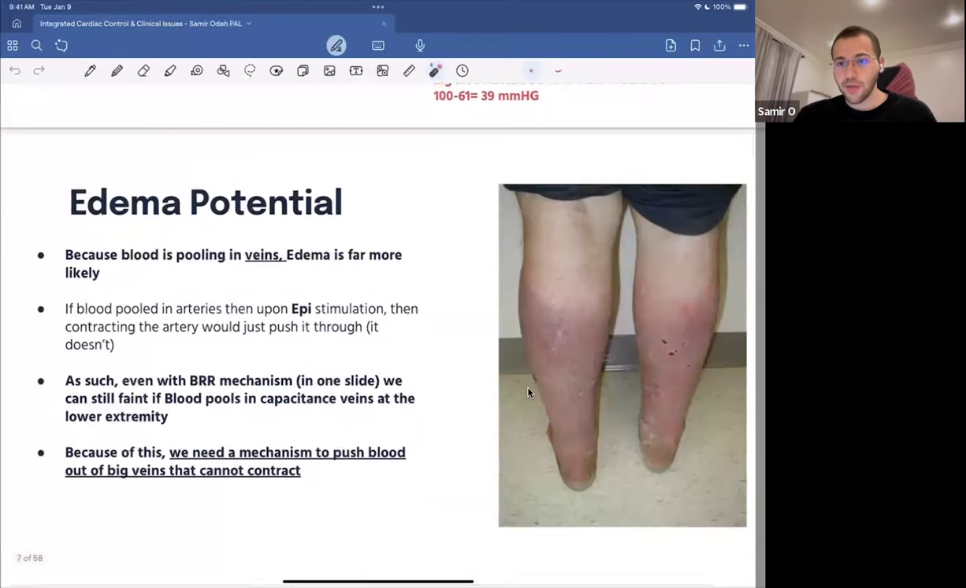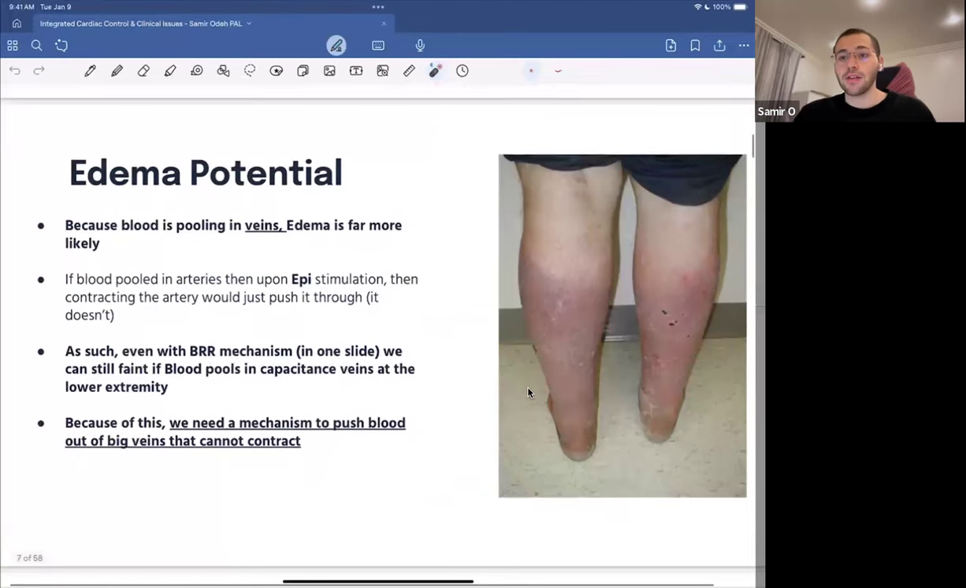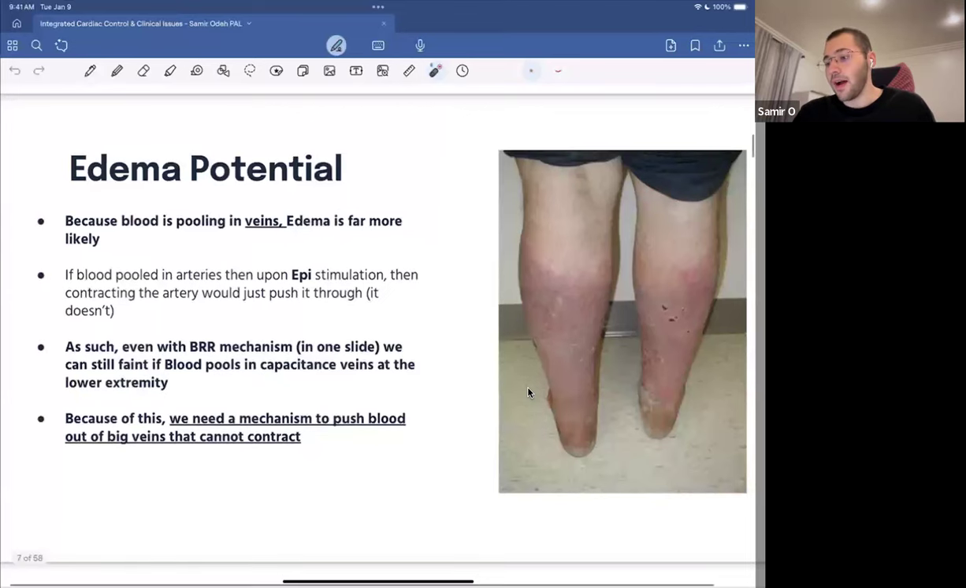I think all of you know what edema is. Edema is essentially the pathological pooling of blood in the interstitial space. Essentially, it is just expansion of anything with water. Because we have blood pooling into our large capacitance vessels in our lower extremities, because they're very compliant and gravity just pulls it down, you're far more likely to have edema. Blood is just pooling into the lowest place you can find, and those vessels are accepting it right up.